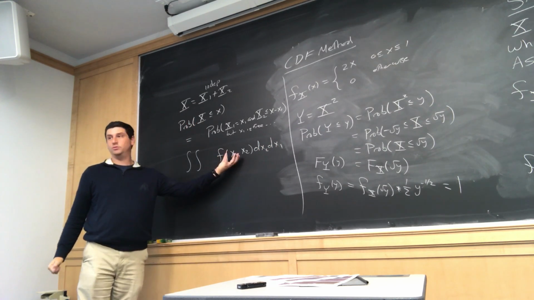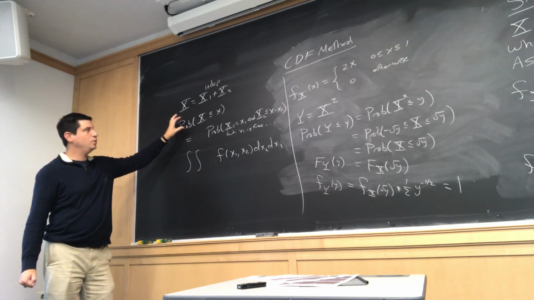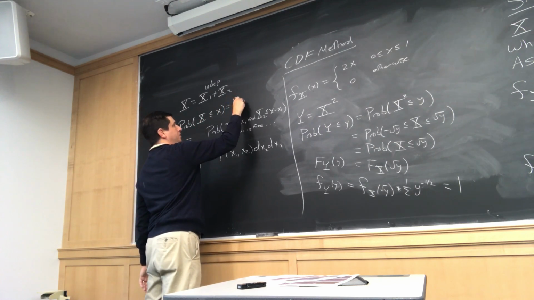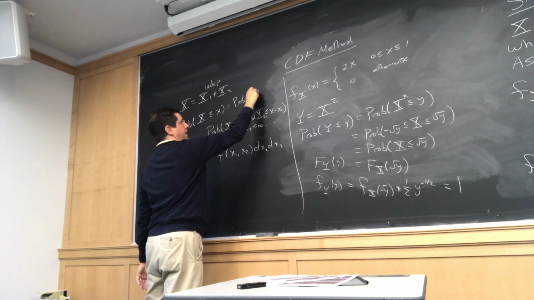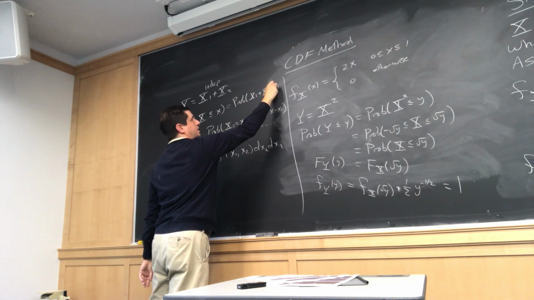This is how we find the probability of an event. Right, I want to go very slowly. This is an event. This is the event that x1 plus x2 is at most little x. So this is the probability that x1 plus x2 is at most x.